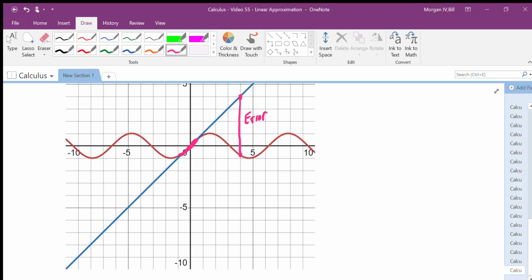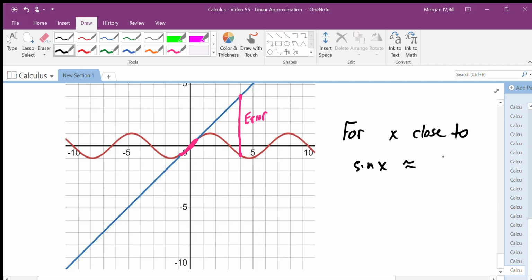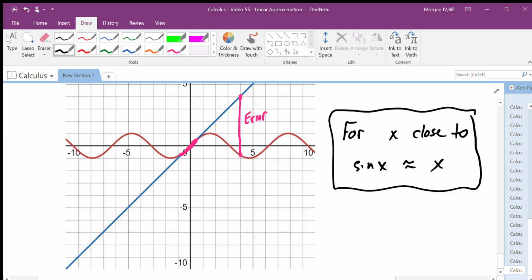And in fact, later on in math, we'll have this sort of statement here. For x close to 0, sin of x can be approximated with x. And that'll be a valuable thing that we'll use later on.